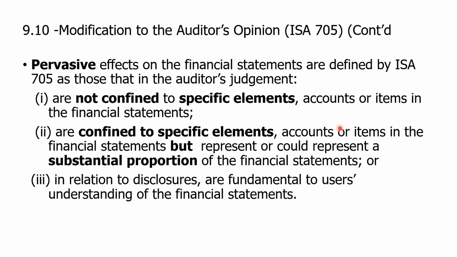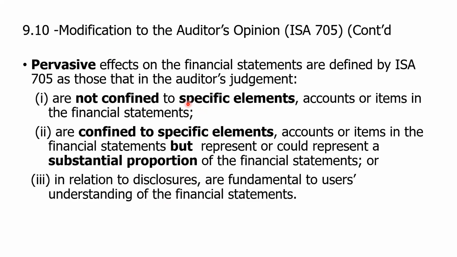Then what do you mean by both material and pervasive? Pervasive effects on the financial statements are defined by ISA 705 as those that, in the auditor's judgment, are not confined to specific elements, accounts or items in a financial statement. Or if they are confined to specific elements, accounts or items in the financial statement, they represent or could represent a substantial portion of the financial statement. And then in relation to disclosures, they are fundamental to the users' understanding of the financial statement. So whenever this happens, then we say it is material and pervasive.